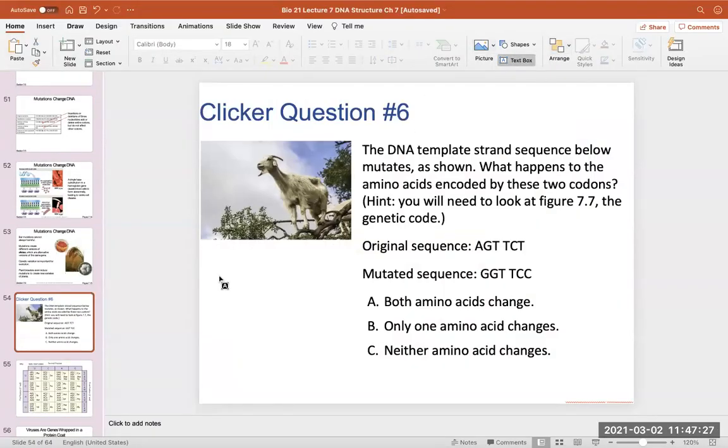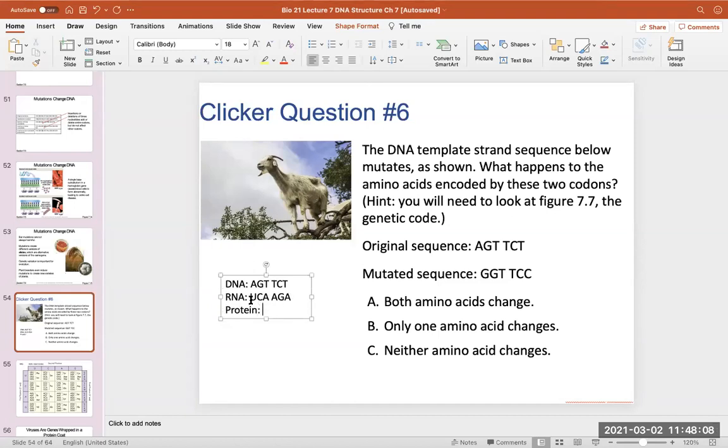I'm going to say this is our DNA original sequence. We have A, G, T, and then we have T, C, T. I'm working on this original sequence right now, the one I'm highlighting. For that, we need to convert into RNA first. What is the RNA complementary for AGT? U, C, A. And what about TCT? A, G, A. Now we do the protein.